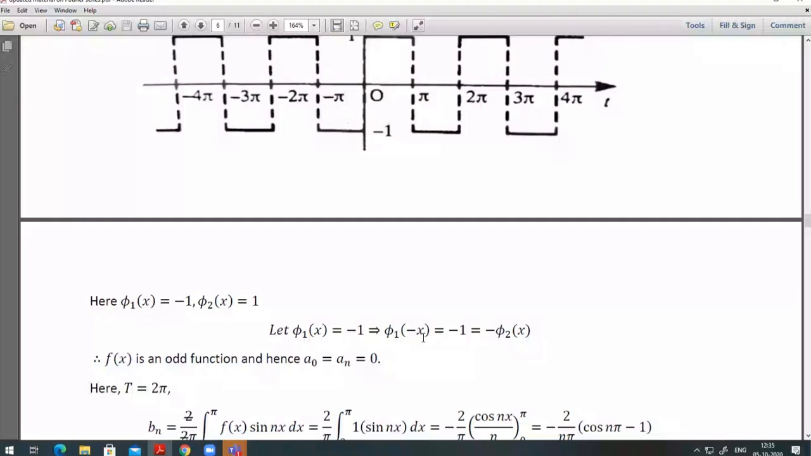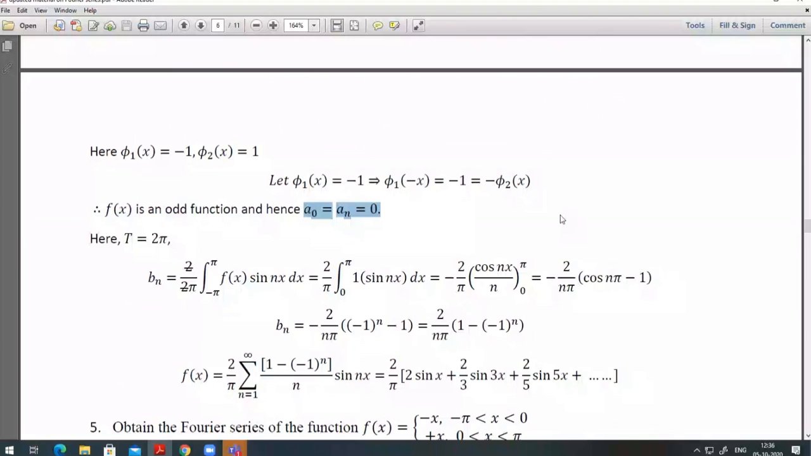Hence the Fourier series gives only the sine terms. It does not have cosine terms. In other words, a0 and an are both 0. The period is the difference of the end point limits, not the intermediate points. 0 is the intermediate point, and minus pi and pi are the end points. The difference is 2 pi, so the period is 2 pi.